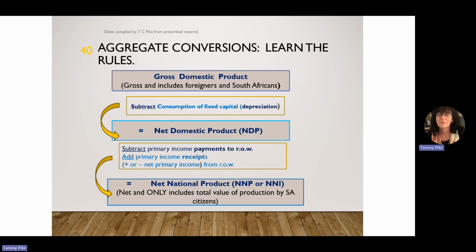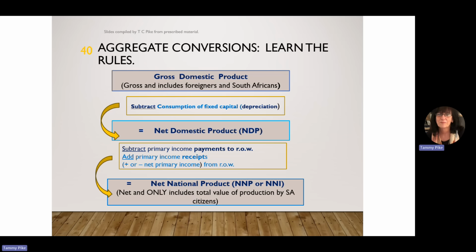Now, we don't have to ask you all of these. We could ask you just one. We could just say, what is the difference between GDP and NDP? And then you've got to explain to us that it is the consumption of fixed capital. Or we ask you, what is the difference between GDP and GNP? And then you must just explain that it is just domestic versus national, and then tell us what you would do to get that difference or make that conversion.